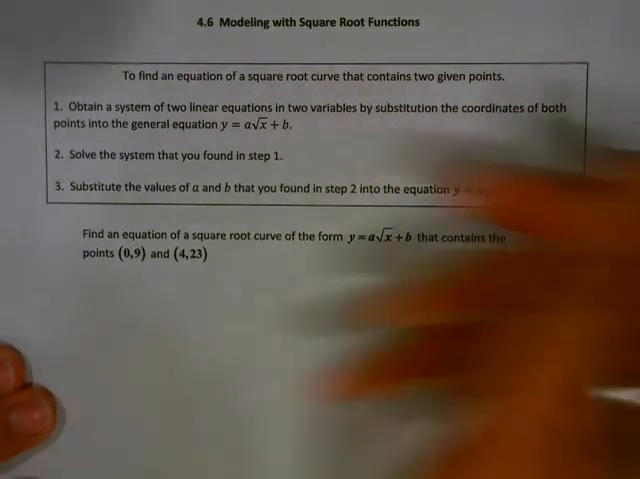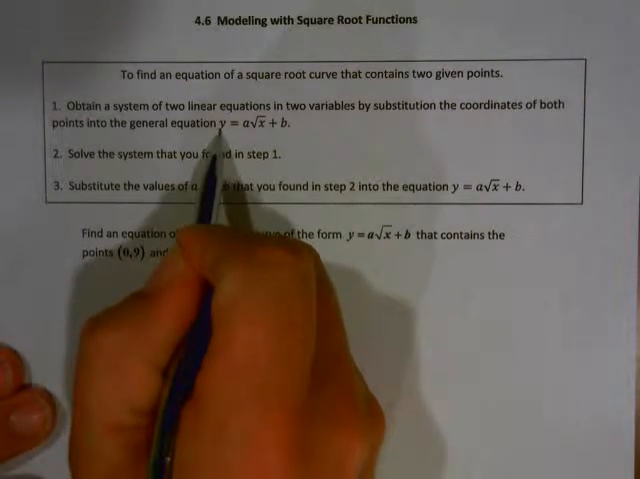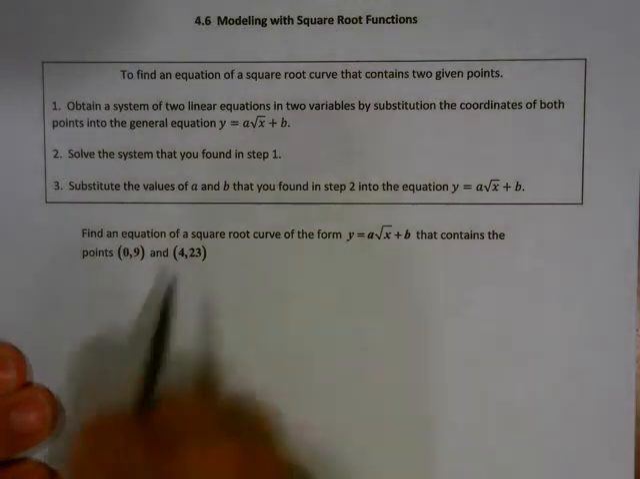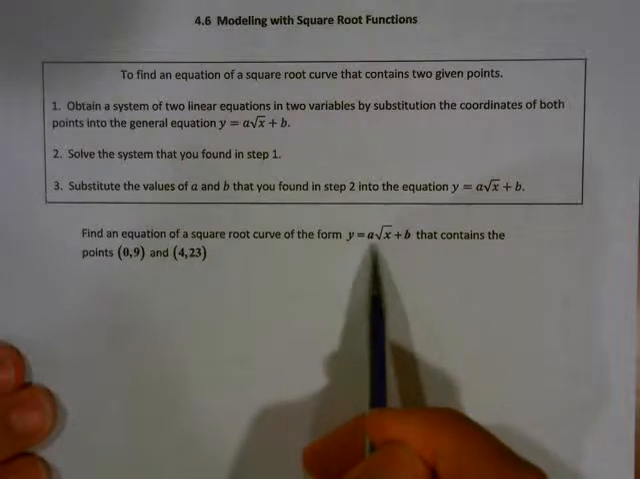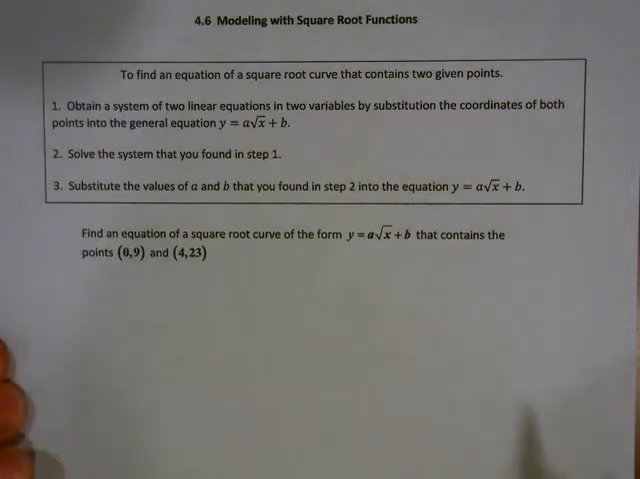Section 4.6, Modeling with Square Root Functions. So here's our square root function, y equals a square root of x plus b. If we're given 2 points, we want to come up with the equation of that square root function that's going to go through those 2 points.